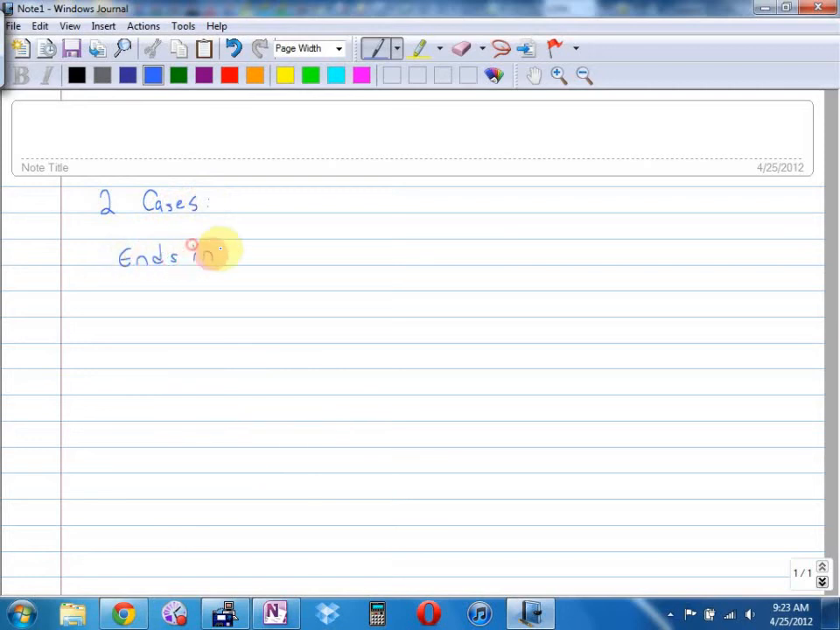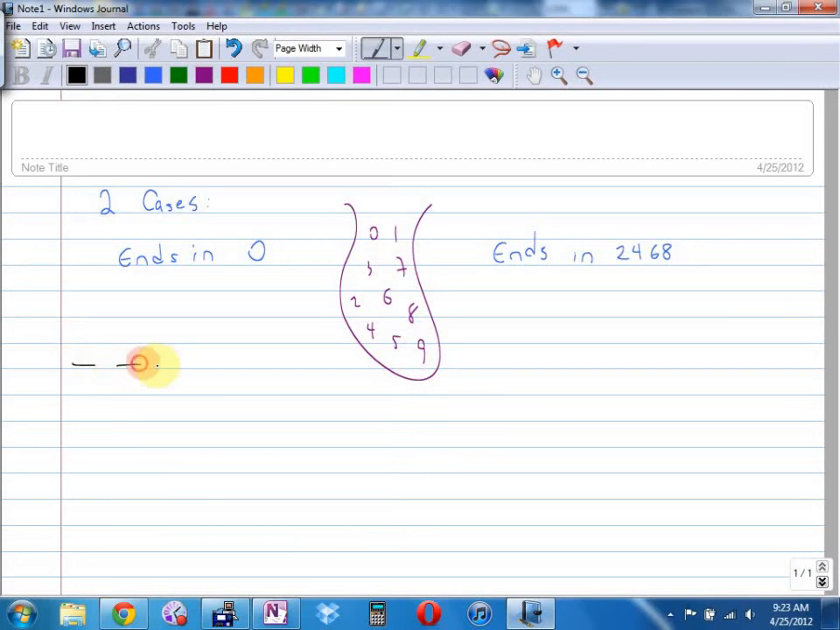Ends in 0, ends in 2, 4, 6, or 8. And just for my own sanity, 0, 1, 2, 3, 4, 5, 6, 7, 8, 9. 1, 2, 3, 4, 5, 6. The reason I have to separate this is because it's part of two restrictions, so I would just look at it on its own. If it ends in a 0, I got one choice, so I picked it.